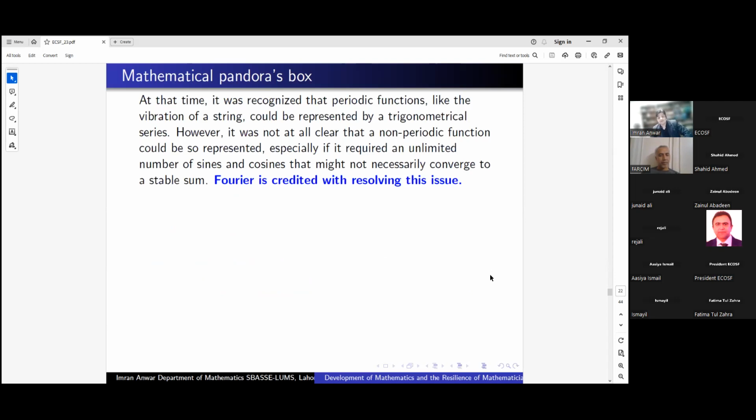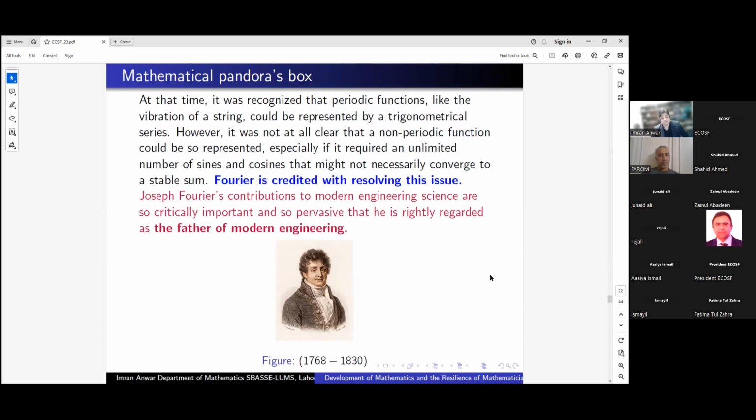So Fourier's work basically lies purely in pure mathematics. He showed the convergence part. And by the way, the theory already existed, and those names were responsible for building this particular theory. Today we know it as the Fourier transform. It is coined after Fourier, and Joseph Fourier's contribution to modern-day engineering sciences is so critically important and so pervasive that he is regarded as the father of modern-day engineering. I forgot to tell you, Alan Turing is known as the father of modern-day computing. So Joseph Fourier is named the father of modern engineering.